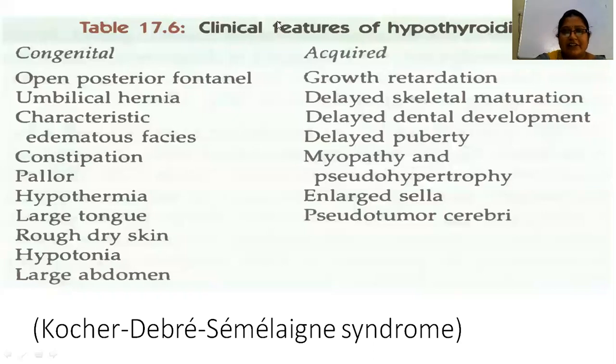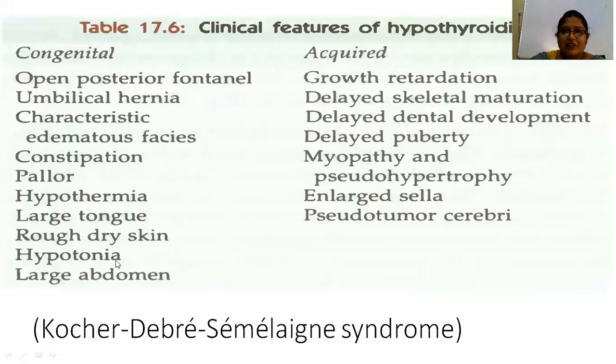So these clinical features in congenital hypothyroidism are: open posterior fontanelle. Posterior fontanelle closes by the age of 4 months, whereas anterior fontanelle closes by the age of 9 to 17 months. Then presence of umbilical hernia, characteristic edematous face due to facial puffiness. Then constipation, pallor mostly due to megaloblastic anemia, hypothermia, large tongue, rough dry skin with mottling, hypotonia, large abdomen, along with that lethargy and prolonged physiological jaundice at the time of birth is seen.